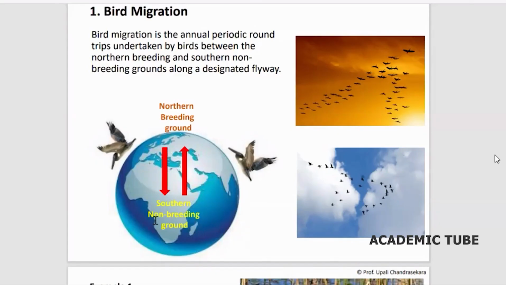designated routes. Now, considering all these things, we can give a definition. Bird migration is the annual periodic round trips undertaken by birds between the northern breeding and southern non-breeding grounds along a designated flyway. Now, this is the best definition we can give for bird migration. Bird migration is the annual periodic round trips undertaken by birds between the northern breeding and southern non-breeding grounds along a designated flyway.